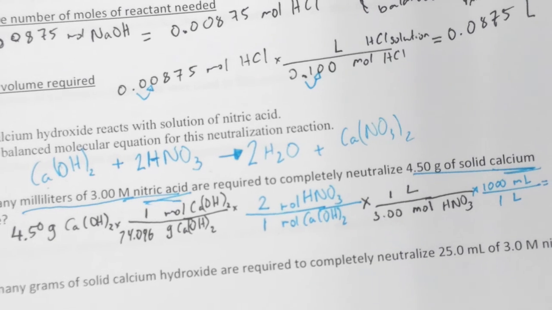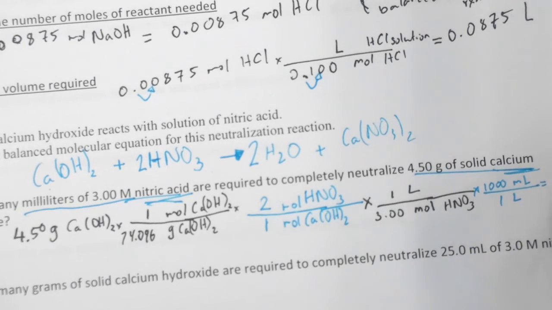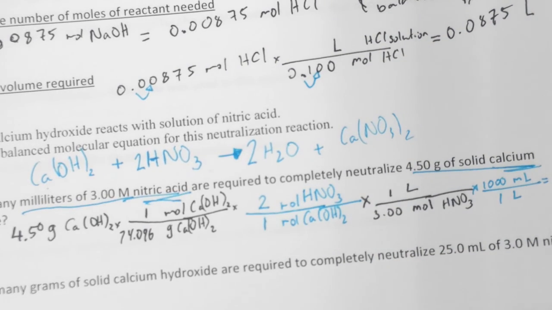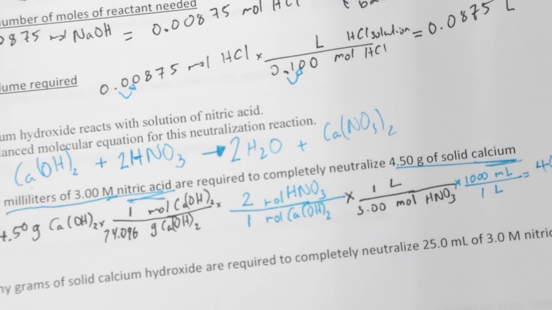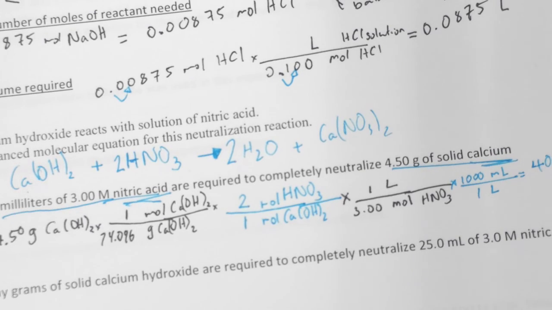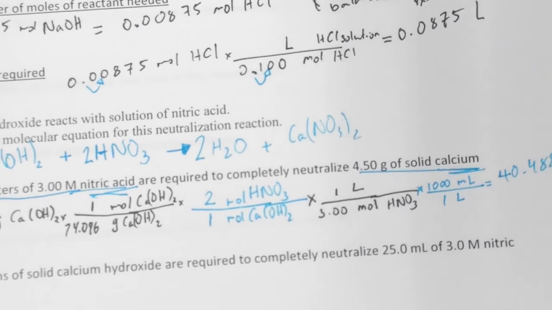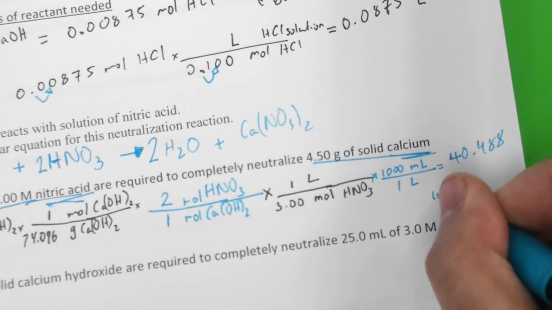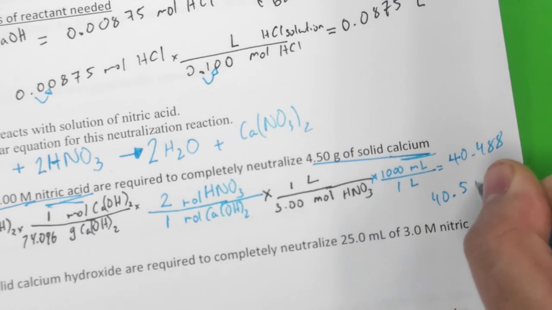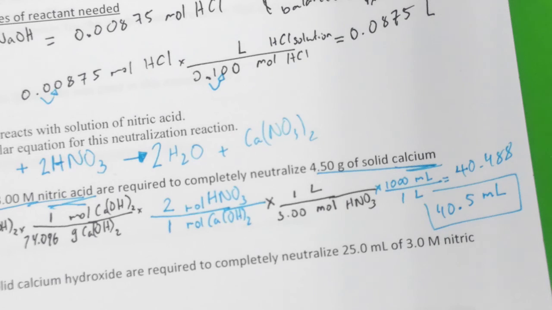Yeah, 40.488. All right. Okay, and then you do the rounding. I can go back to the question and look at it. How many sig figs are in each? You'll notice that there are 3 sig figs, so I'm going to round to 3 sig figs. 40.5 milliliter, and we got it.